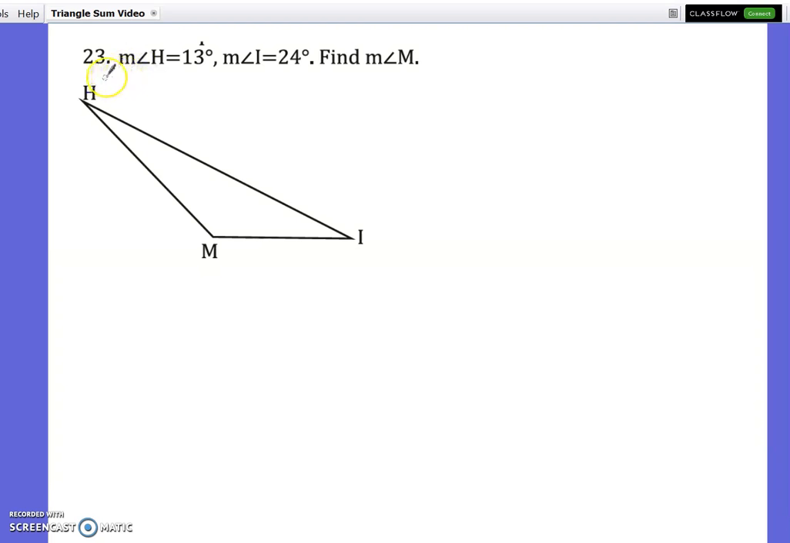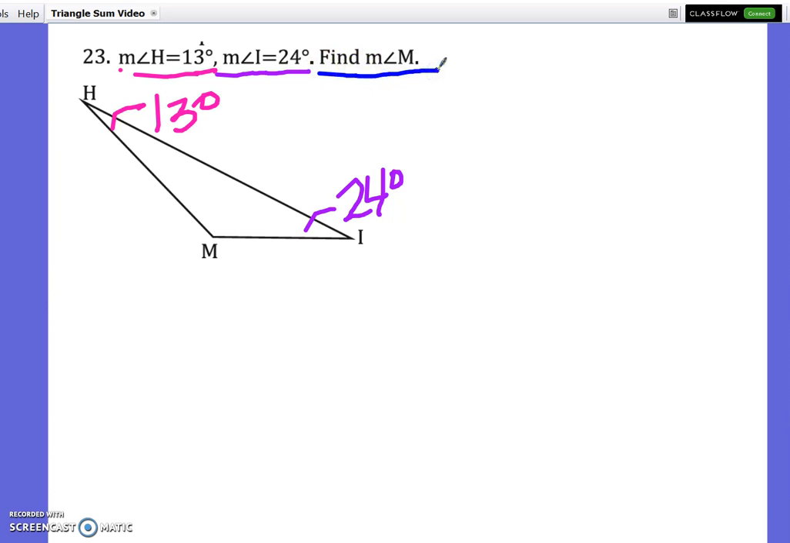So the first thing it tells us is that the measure of angle H is 13 degrees. Notice it doesn't have that on our triangle, so let's go ahead and label it with 13 degrees. Then it tells us that the measure of angle I is 24 degrees. All right, so I is 24 degrees. And then it says, okay, find the measure of angle M. Well, guys, when we don't know things in math, we always say that those are X, right? That's what we're looking for. So I'm going to label that with an X.